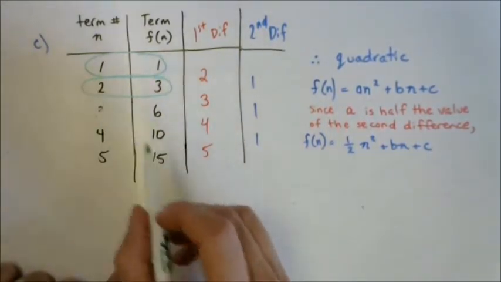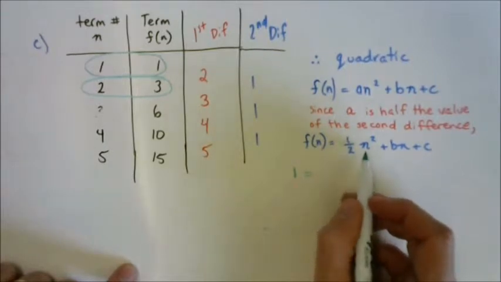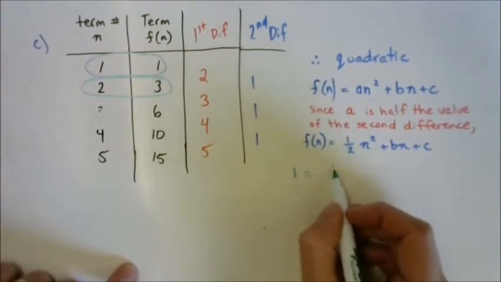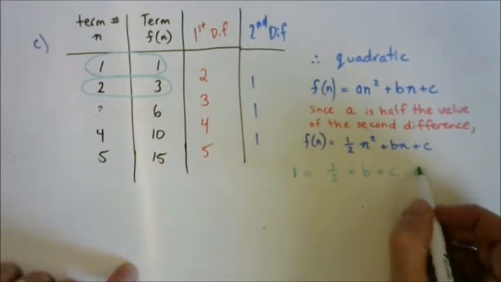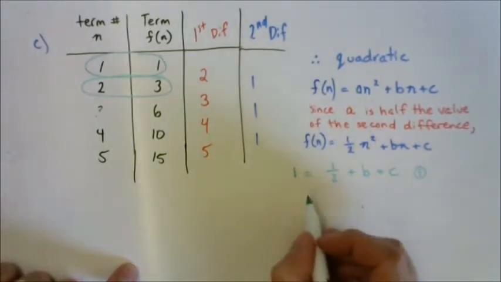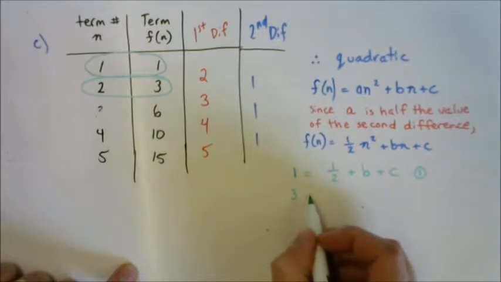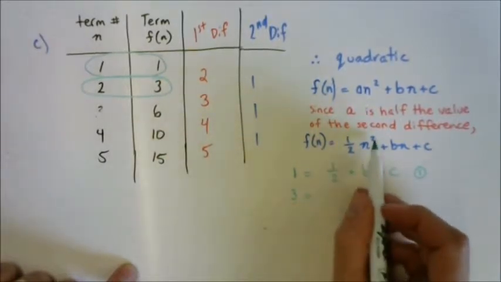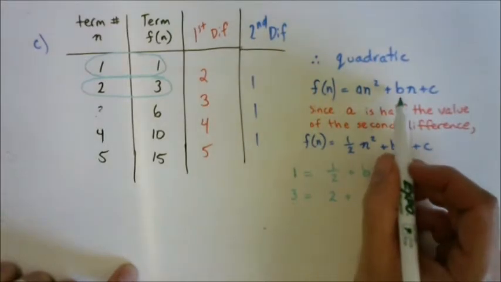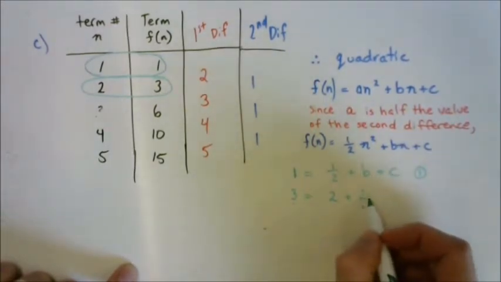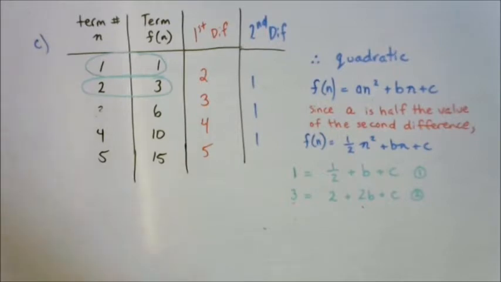So if I put 1 in for y, there's that. And I'm going to put 1 in for n. Well, that's going to give me 1 squared is 1. That's going to give just 1/2 plus b plus c. Call that equation 1. And equation 2, I'm going to put in my other values. We're going to get 3 equals 2 squared is 4, and 1/2 of that is 2. And then we've got 2 times b, so we've got 2b plus c. That's my second formula. I'm going to go ahead and simplify them, reduce them.